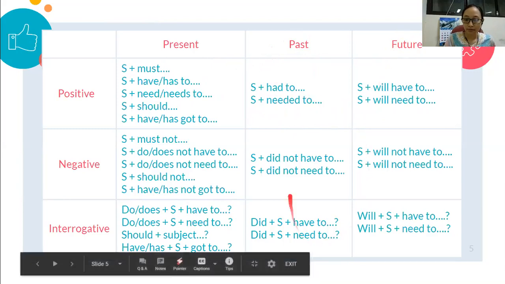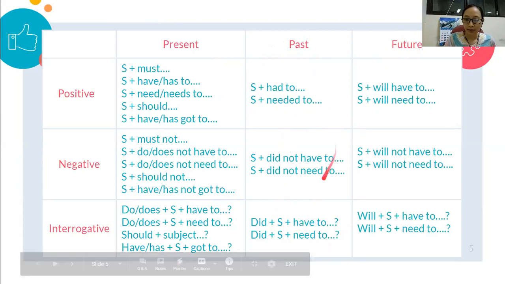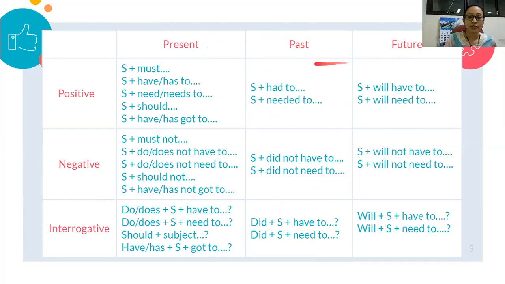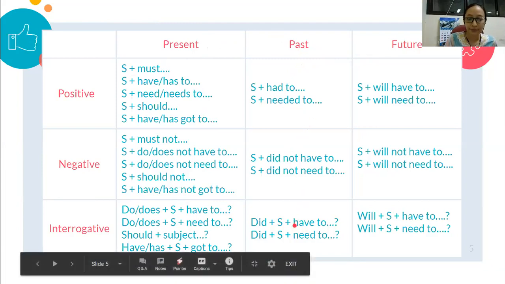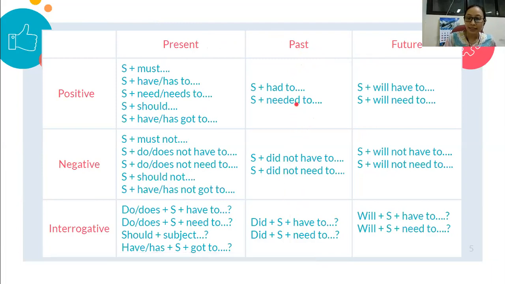Jadi need ini juga fleksibel seperti have, jadi bisa dipakai di present, past, and future. Bisa juga dipakai untuk positive sentence, negative sentence, and interrogative. But remember that need is less to the point. Jadi hanya sekedar menyarankan, tidak mewajibkan. Tapi kalau have itu lebih kuat daripada need.